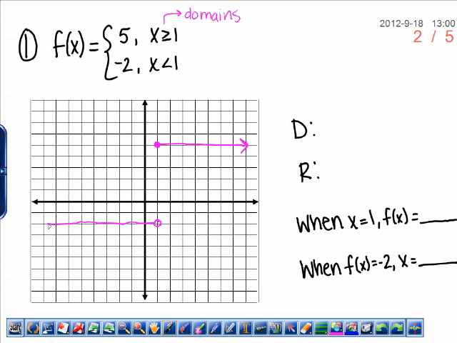I'm sorry, I didn't understand your question. No, just because it happens to be a horizontal line.